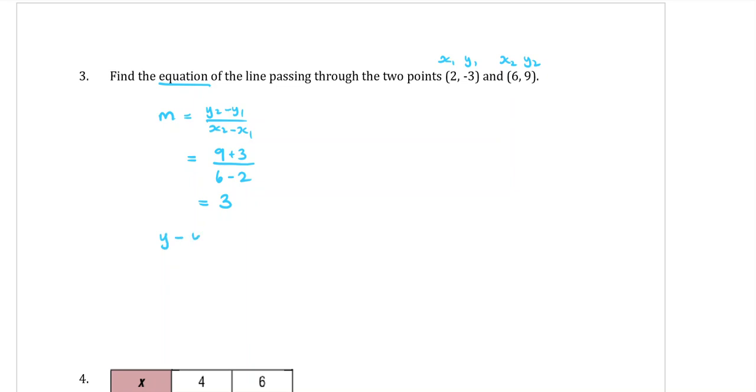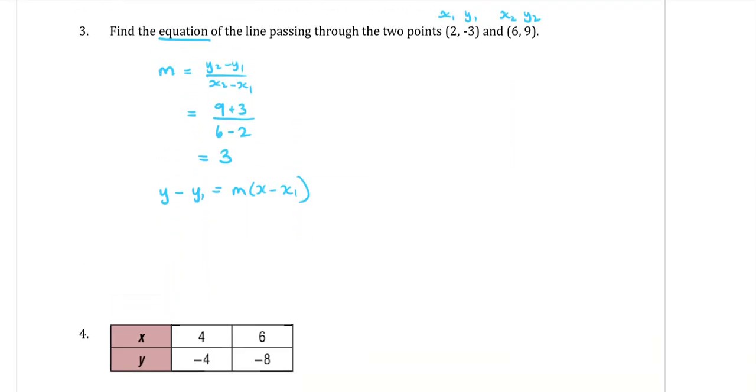Then into the point gradient formula to find the equation. So using the x1, y1 that I've already labelled, that would be y minus minus 3, so plus 3, equals m, which I worked out was 3, x minus x1, which is 2. Expand the right-hand side, which is 3x minus 6, and then get the y by itself by subtracting the 3 across the other side. So that will make a negative 9.